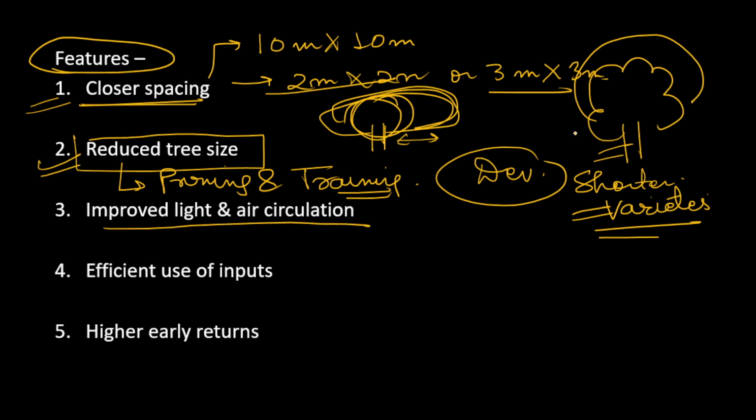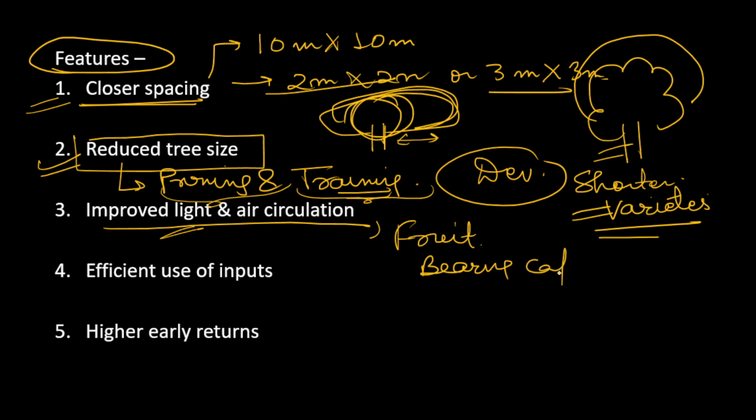Obviously we are doing training and pruning. So these things improve the overall light and air circulation. If you know the advantages of training and pruning, one of the major advantages is that light circulation, air circulation, and the fruit bearing capacity of the tree increase. So this is what will happen.